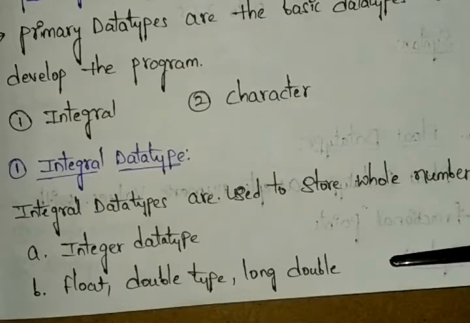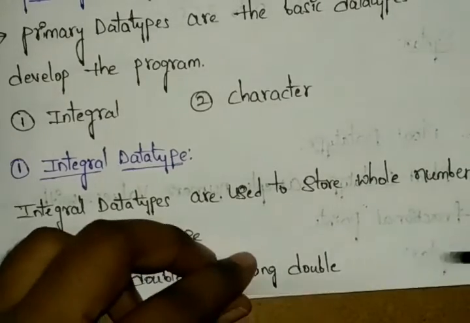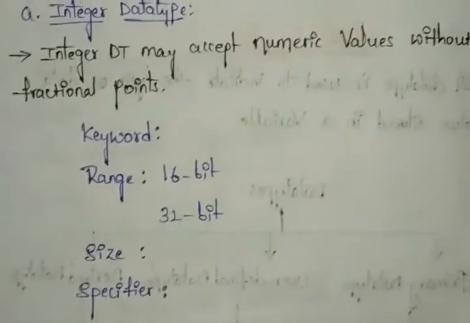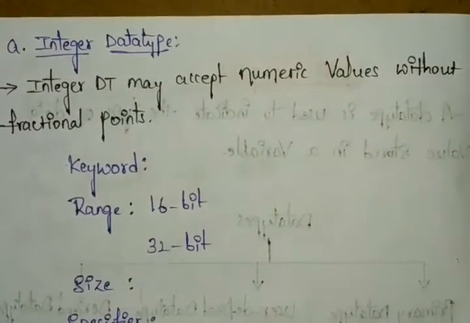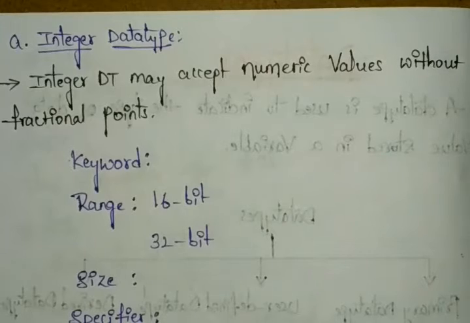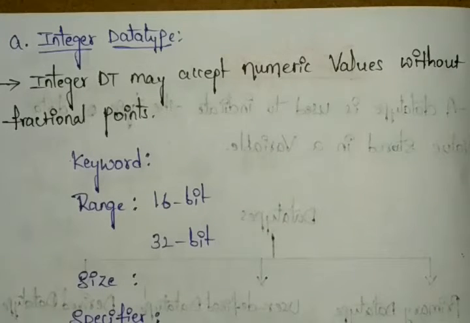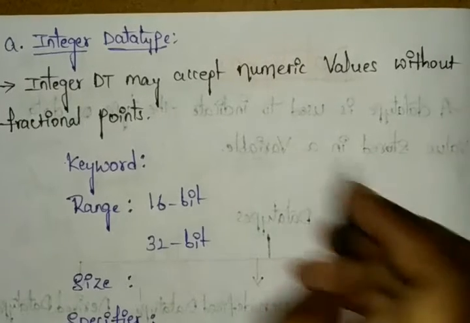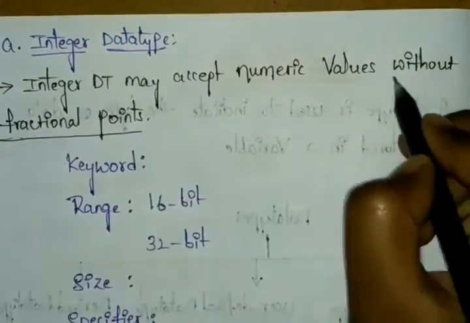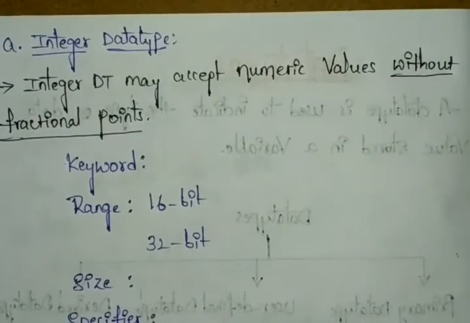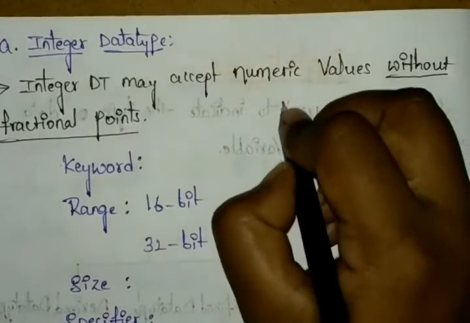Let's see the integer data type first. So here you can see we have the integer data type. This integer data type accepts numeric values without fractional points. Without fractional points means it will accept only integer values. Suppose here you have the value 10.